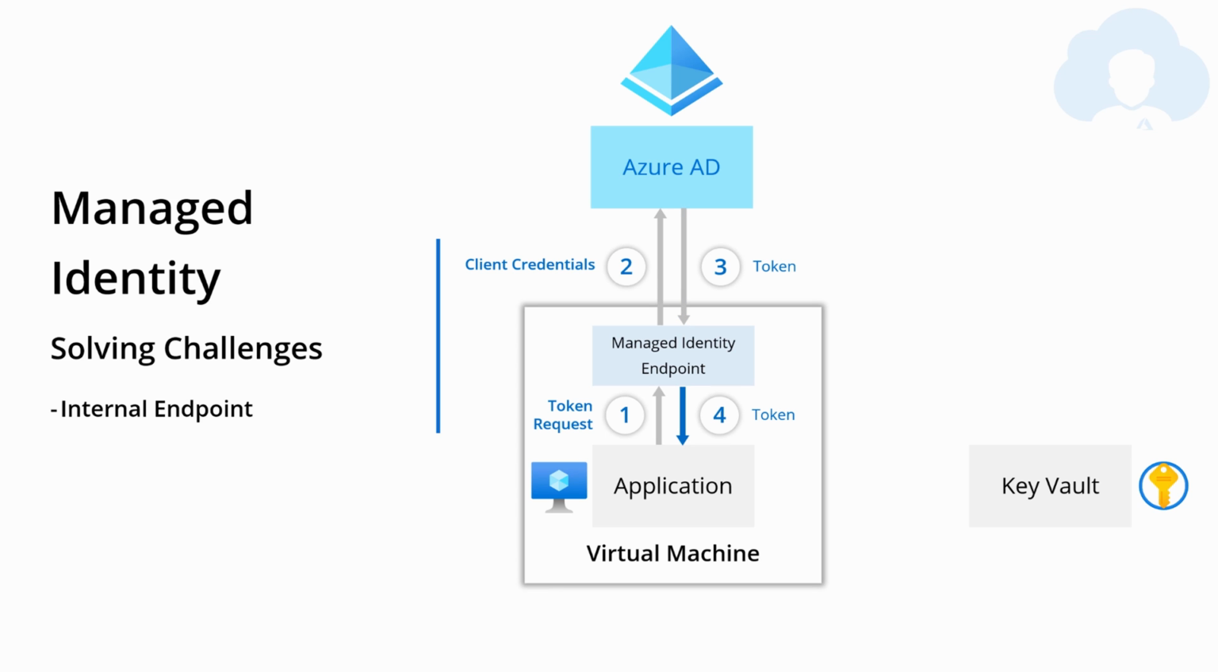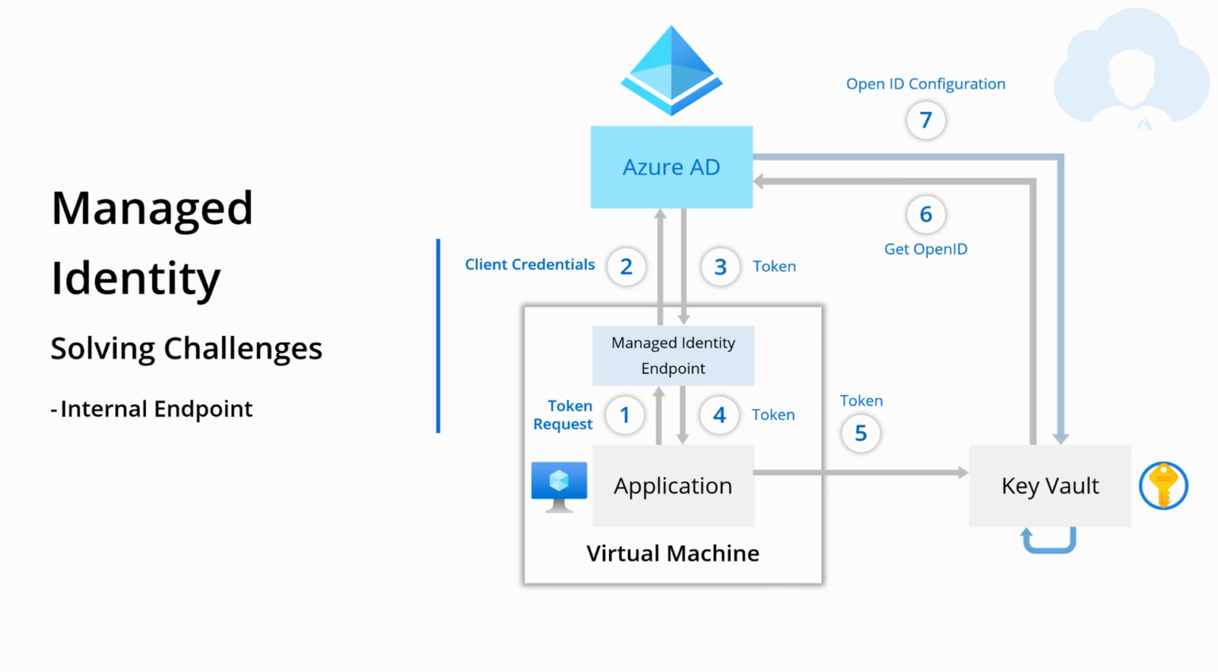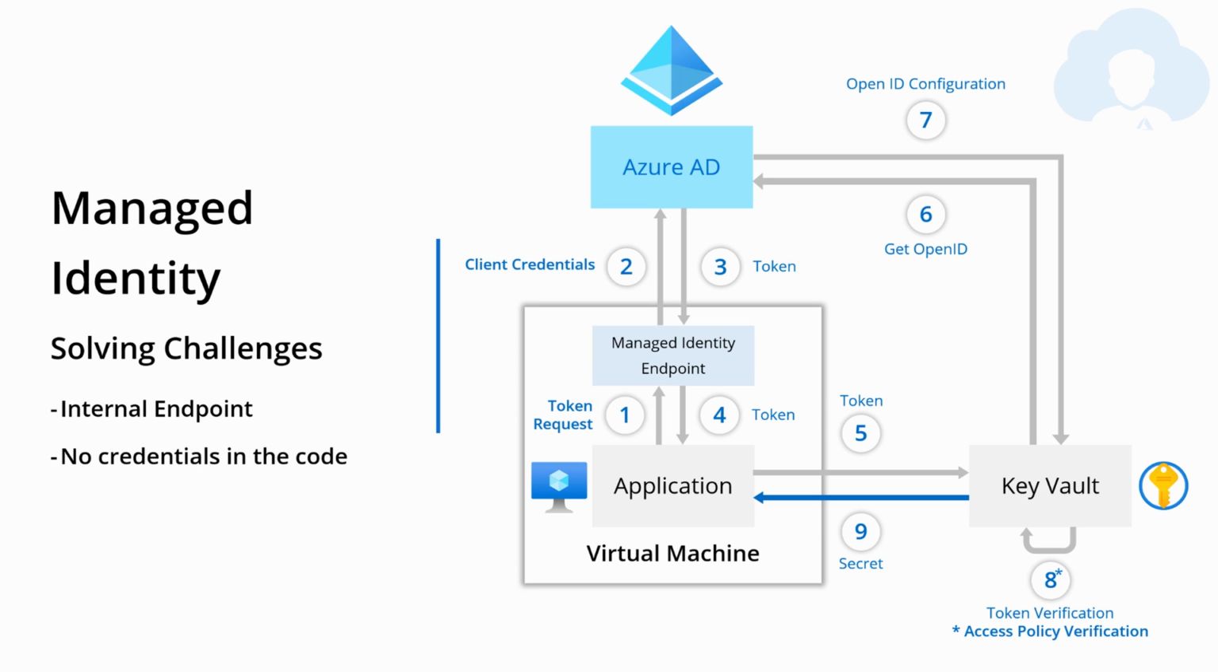From that point onward, it's pretty much the same flow as previously. The token is validated by the service that it was sent to. In case of Key Vault, additional verification like access policy verification is done, and once everything is okay, a secret or anything that you were requesting from the Key Vault is returned to your application. As you can imagine, we just solved an issue because within our code, we have no credentials anywhere, because that token request that we send to the Managed Identity endpoint has no credentials in it.